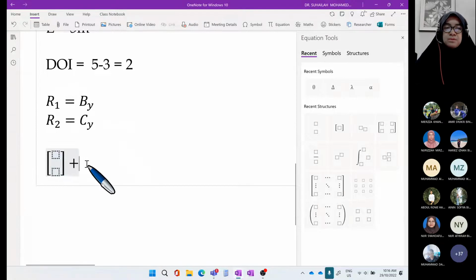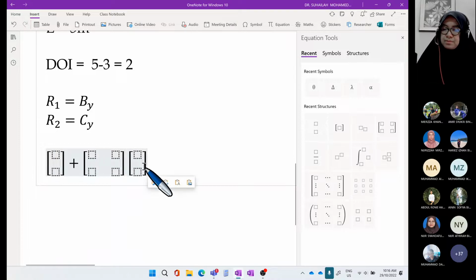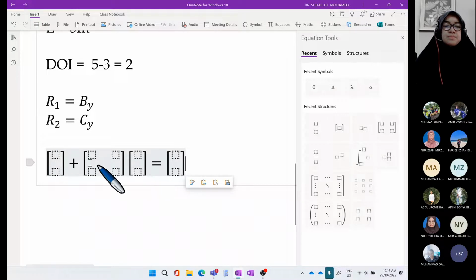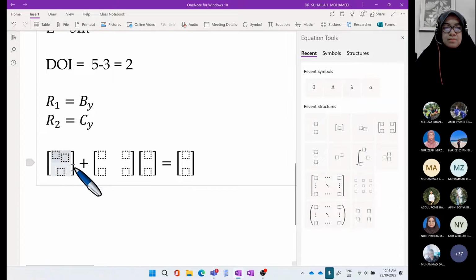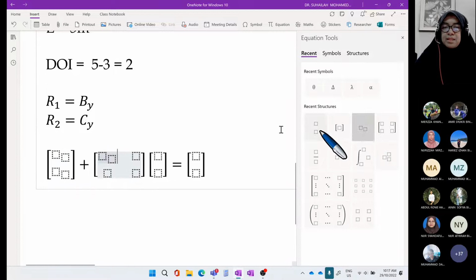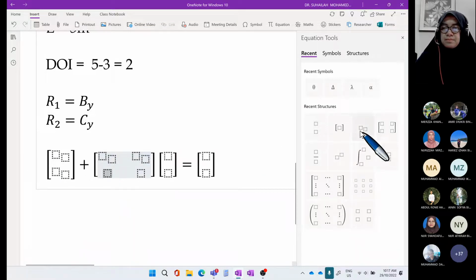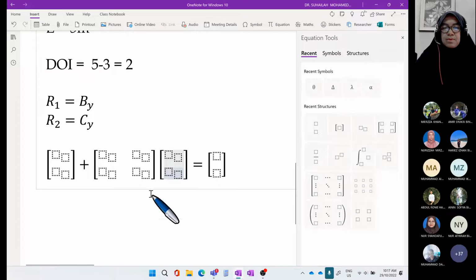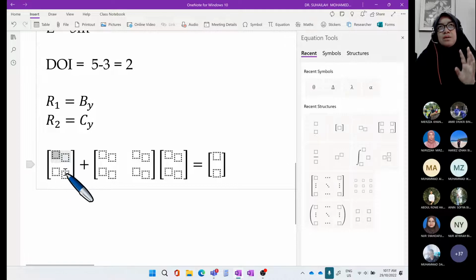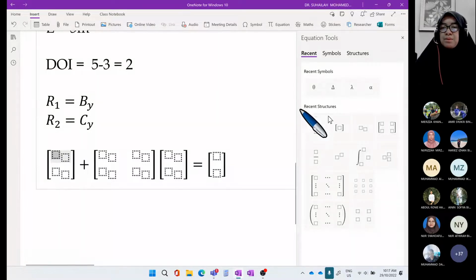The standard form of the compatibility equation is equal to. The first bracket is for the displacement in the primary system. In the primary system, it is delta.